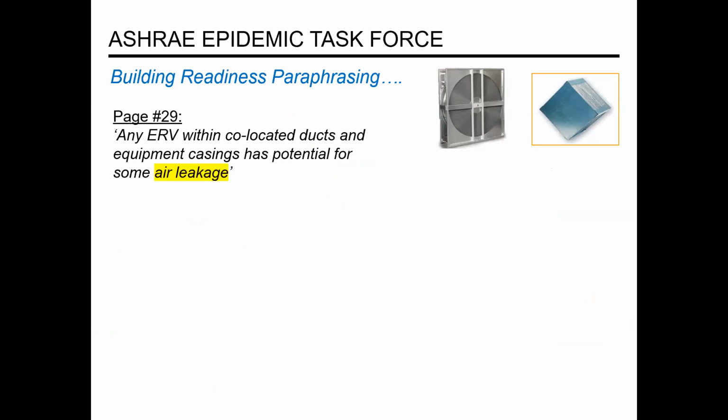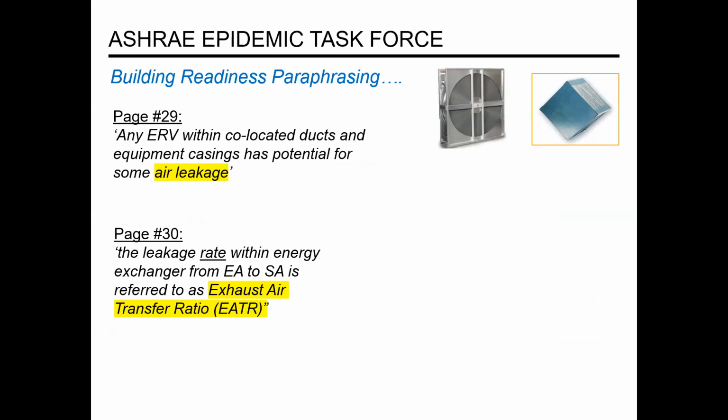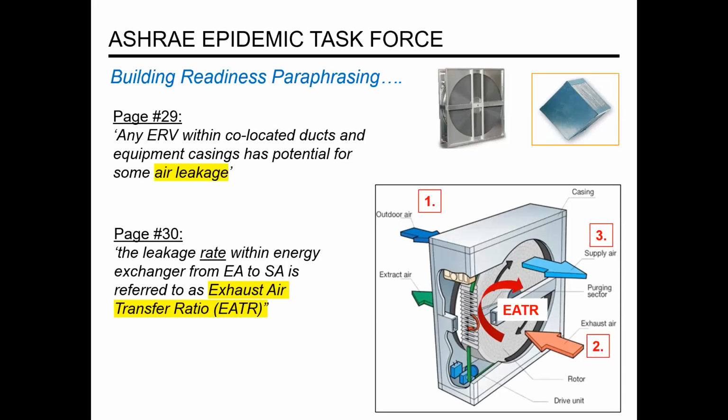Any energy recovery device within co-located ducts and equipment casing has potential for some air leakage. This is once again recirculation or cross-contamination. The leakage rate within the energy recovery exchanger from the exhaust air to supply air is referred to as the exhaust air transfer ratio, EATR. This is once again shown here in our energy recovery device. That EATR is the air that travels from the exhaust air to the outside air, the supply air.